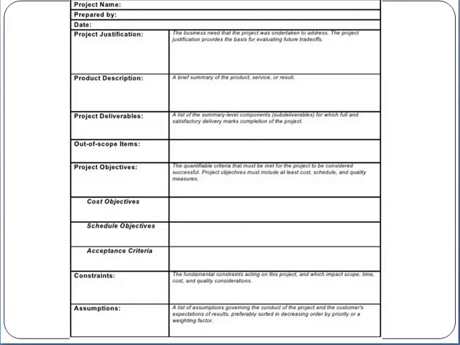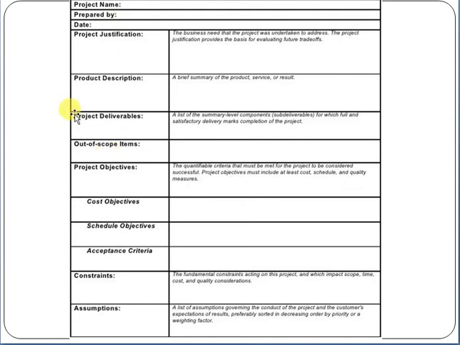Let me show you a very simple scope statement. It looks like this. For example: project name, prepared by, date, project justification, project description, deliverables, out of scope. Out of scope means these are the things which do not come under this project scope. Then project objectives, cost, schedule, acceptance criteria, constraints and assumptions. I'm just showing you a very simple and high level scope statement. So friends, this is what a scope statement looks like.